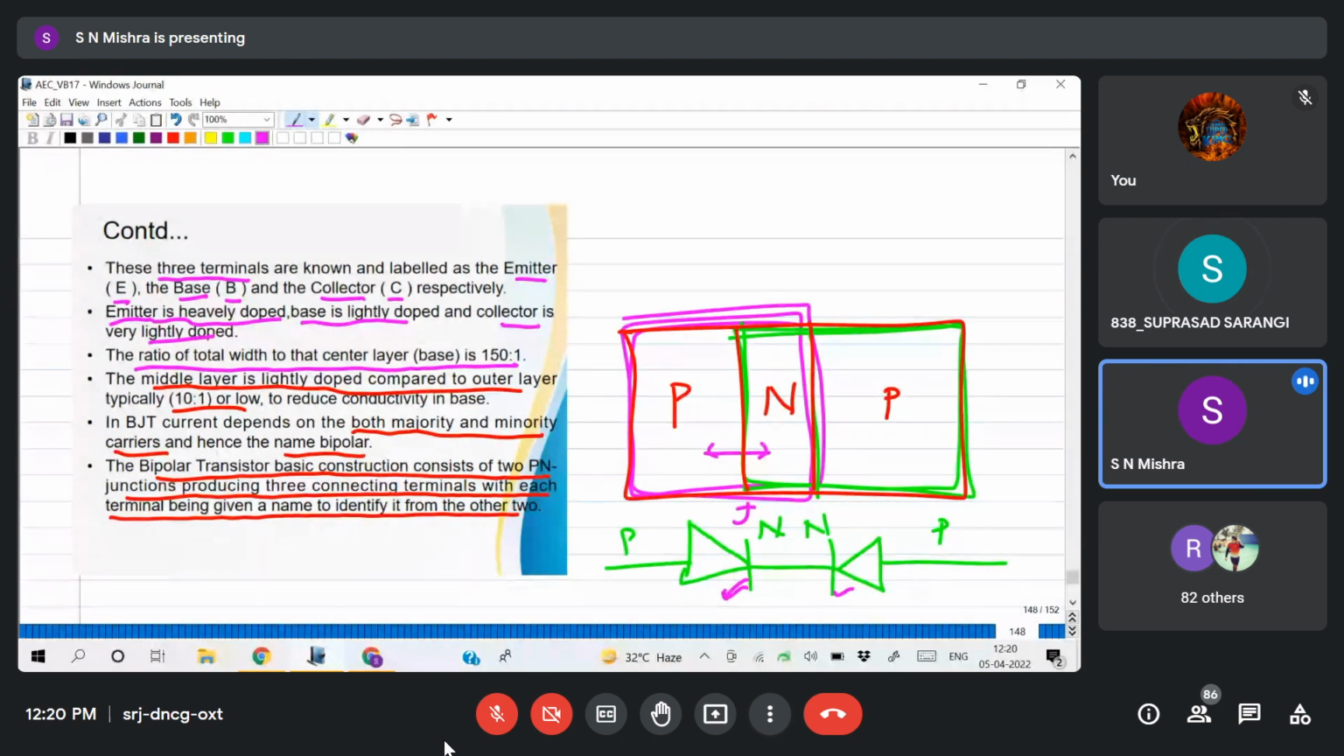Okay, sir. I only wanted to show how it is related to the diode chapter, two diodes like this. If you understand the diode chapter, then you can easily understand the transistor. But if you go for that, then it is not practically possible.